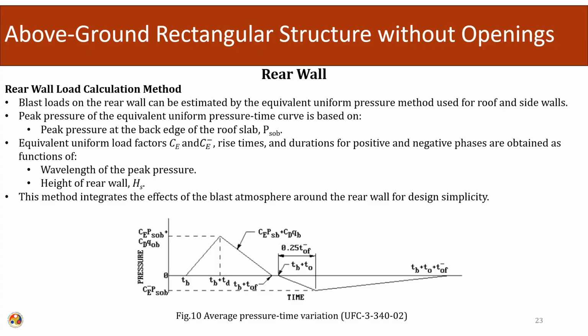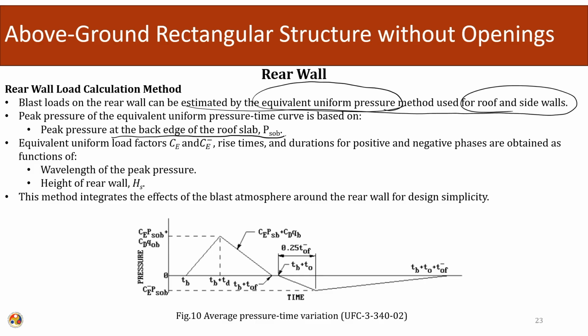Rear wall load calculation methods follow the same principle as the side wall and the roof. The blast load on the rear wall can be estimated by the equivalent uniform pressure method used for the roofs and the side walls. The same assumptions are applied, and the pressure is assumed as an equivalent uniform pressure. The peak pressure of the equivalent uniform pressure time curve is based on the peak pressure at the back edge of the roof slab.